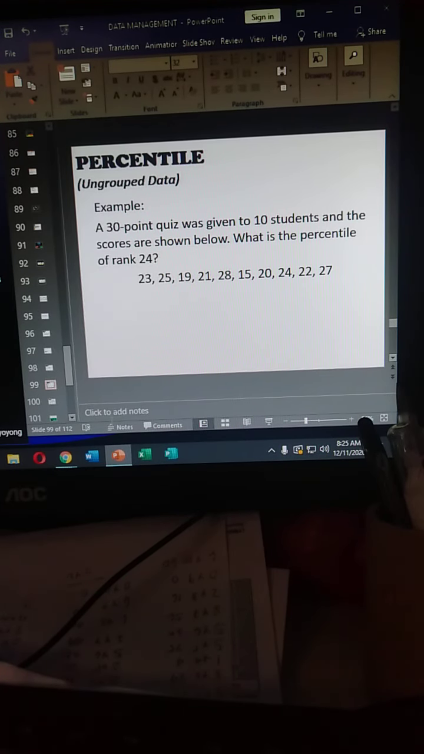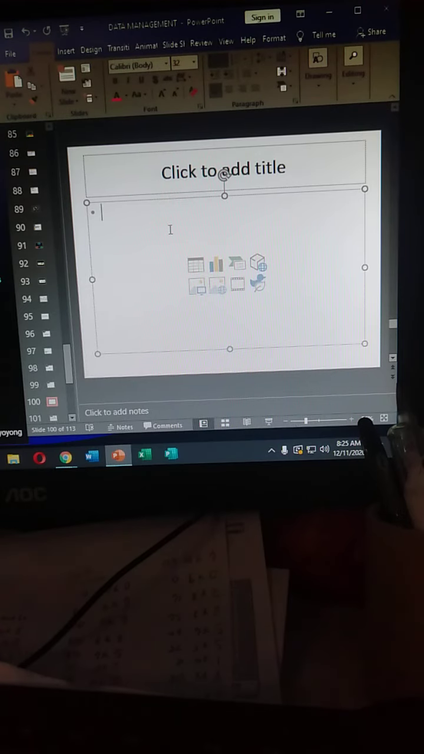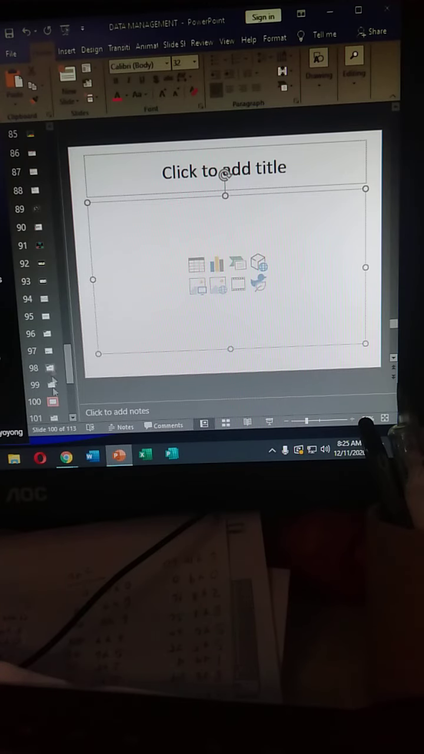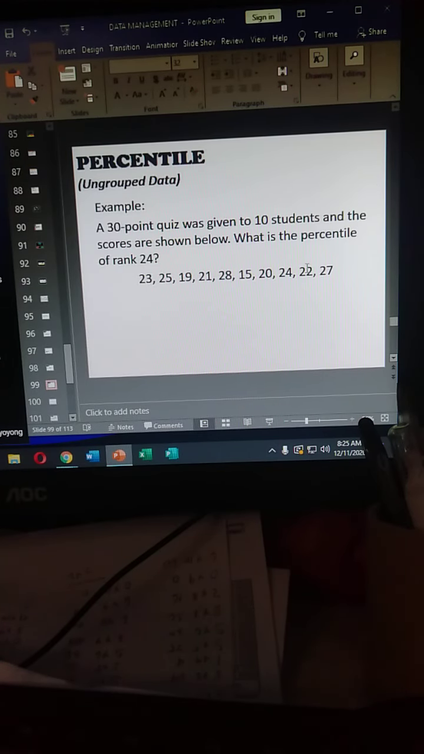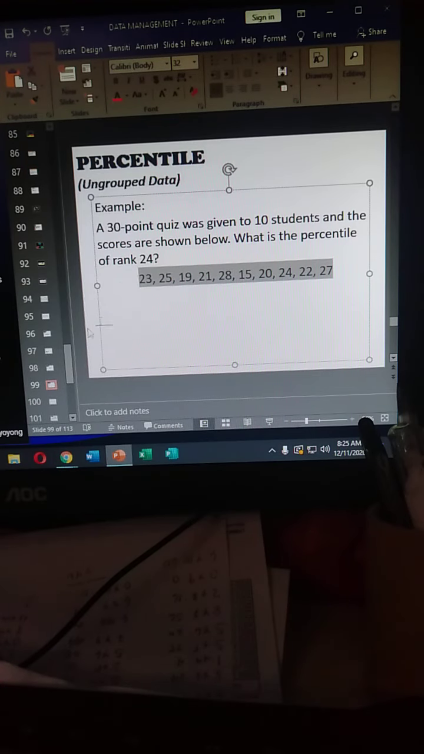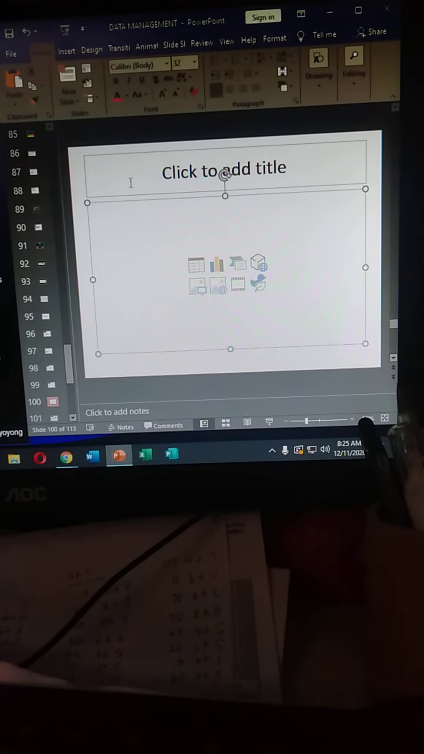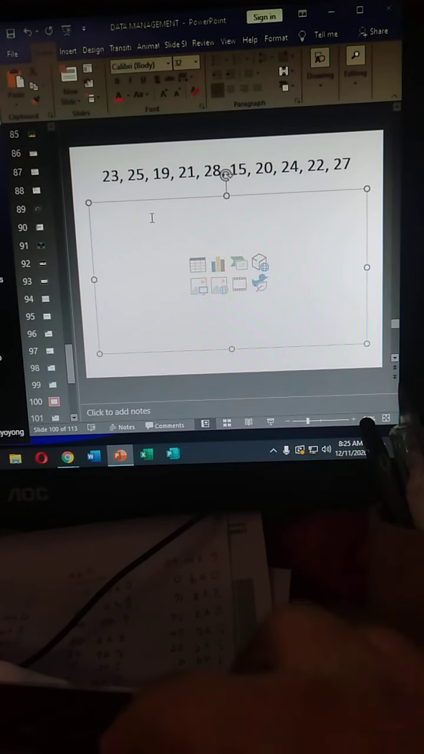Okay, paano ba gawin yan? First and foremost, we have to arrange the data. Siyempre, it's up to you if you want descending or ascending. Mas maganda kasi descending tayo, from highest to lowest. So, let's copy first the data para mas mabilis. Okay, this is the data. Yan yung data natin. So, ayusin natin into descending order.